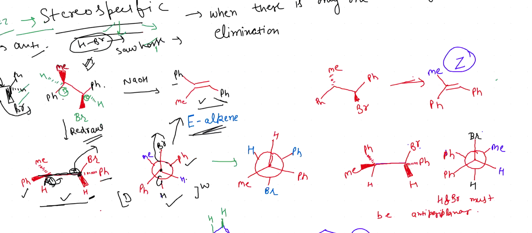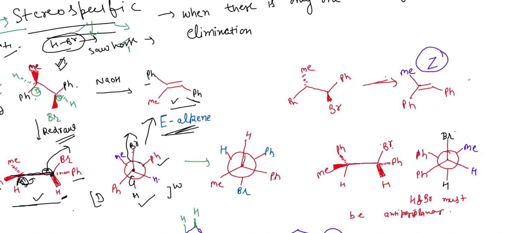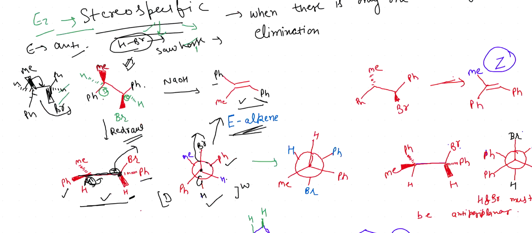Yeah. So the same is true in the second case. So just see the difference between these two substrates. In this substrate, the methyl is below the plane and bromine is above the plane. So these both are diastereomers. Clear? Diastereomers are those molecules which have the same number of groups, but they do not form mirror images of each other. Clear? So those are known as diastereomers.